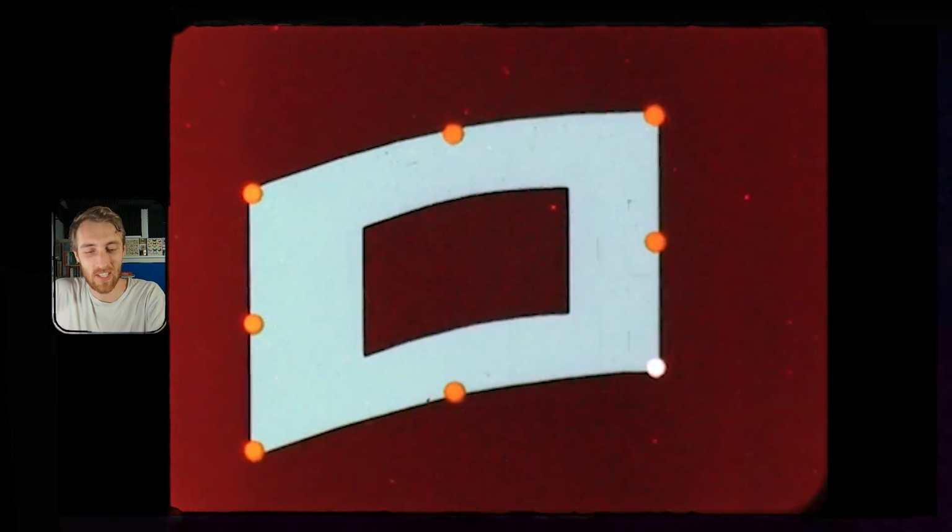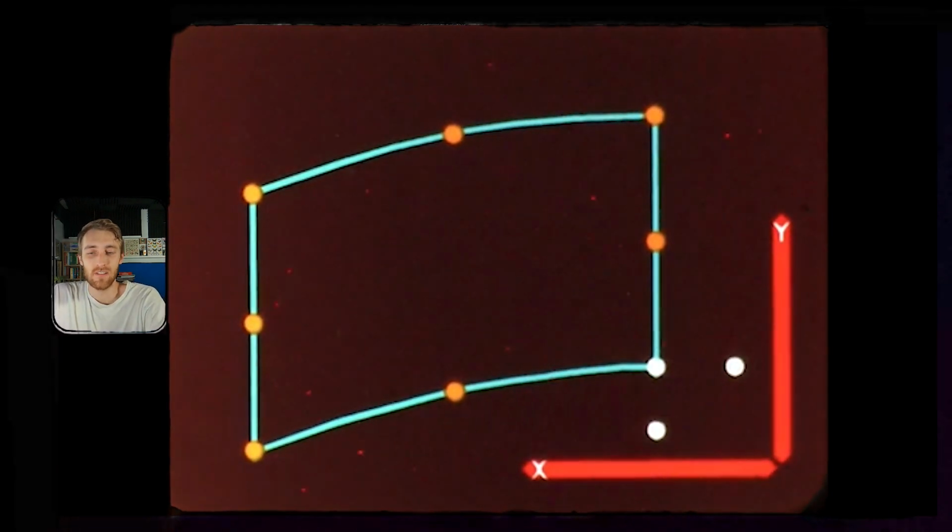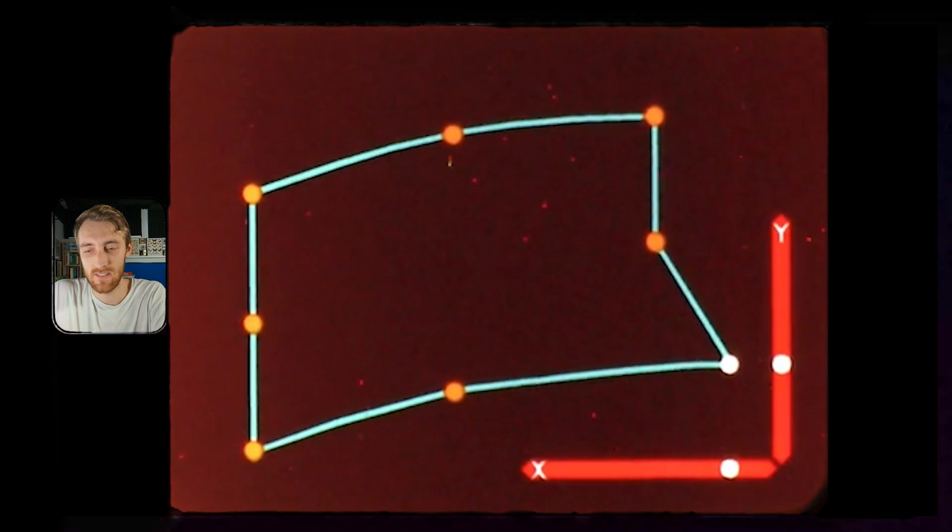Yeah, we're totally into computer graphics at this point. In general, we regard each node as being capable of moving both horizontally and vertically.